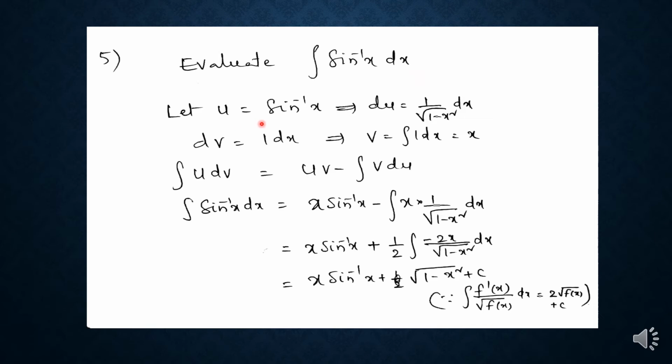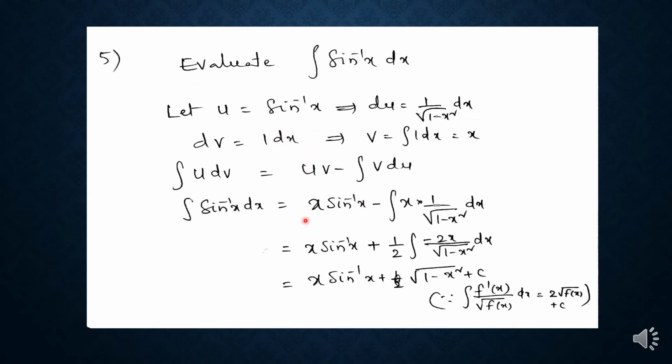So let u is equal to sin inverse x, and the derivative of u, du, is equal to 1 by root of 1 minus x square dx, and dv is equal to 1 dx, v is equal to integral 1 dx, which is equal to x. Now we have the u value, du value, dv value and v value. Now by substituting in the integration by parts formula, that is integral u dv is equal to uv minus integral v du, integral sin inverse x dx is equal to u, meaning sin inverse x, into v, meaning x.